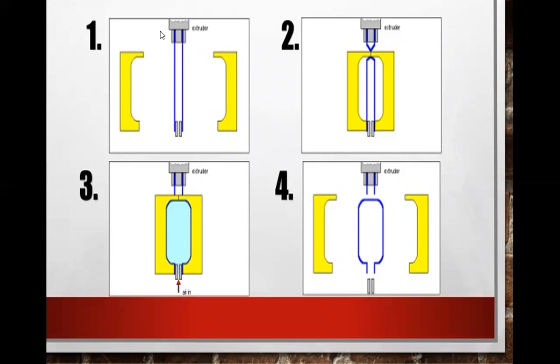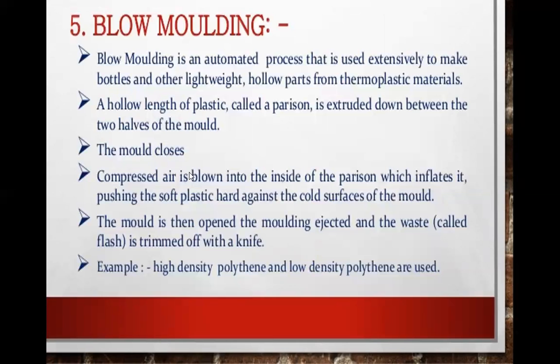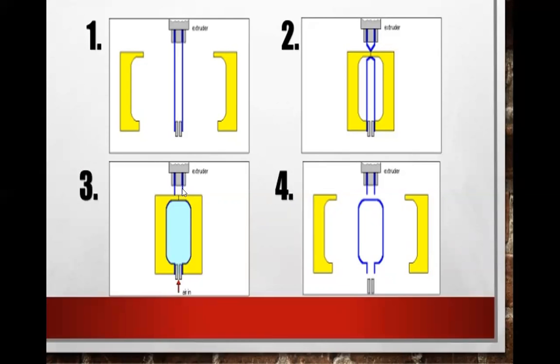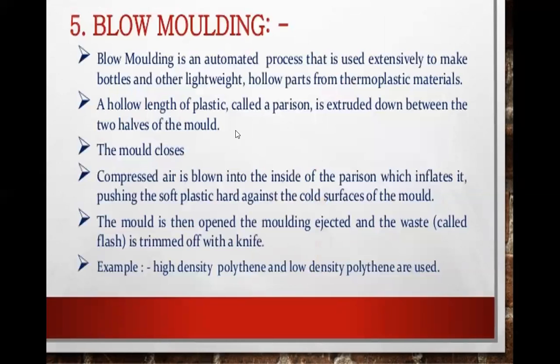An air pin should be attached on the top of the parison, for the blowing purpose. See here, the mold closes. After the arrangement of this, the mold should be closed and compressed air is blown into the inside of the parison, which inflates it, pushing the soft plastic hard against the cold surface of the mold. The mold is then opened and the molding ejected and the waste called flash is trimmed off with a knife.